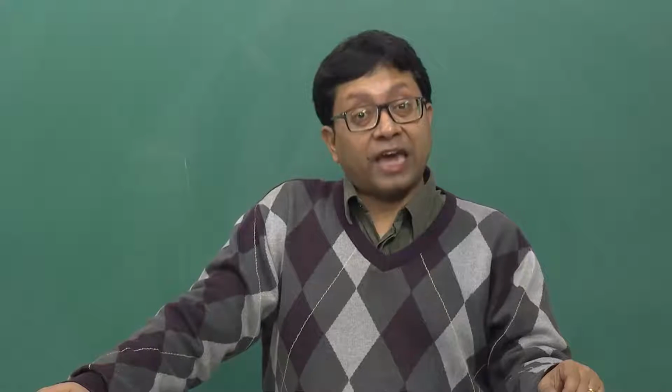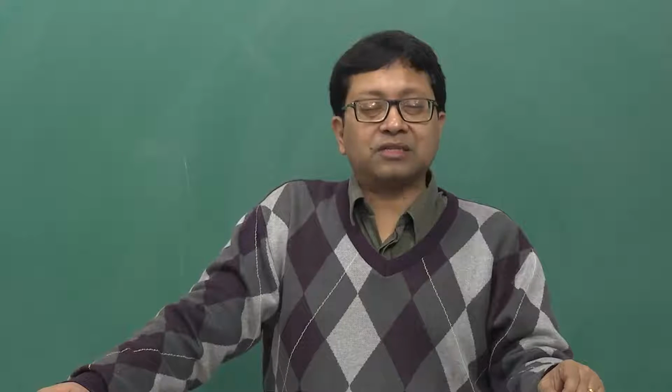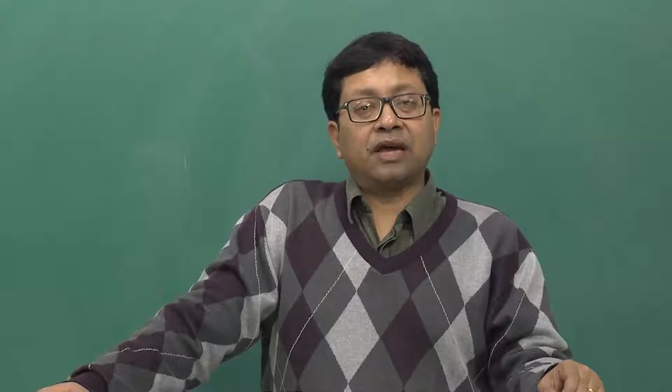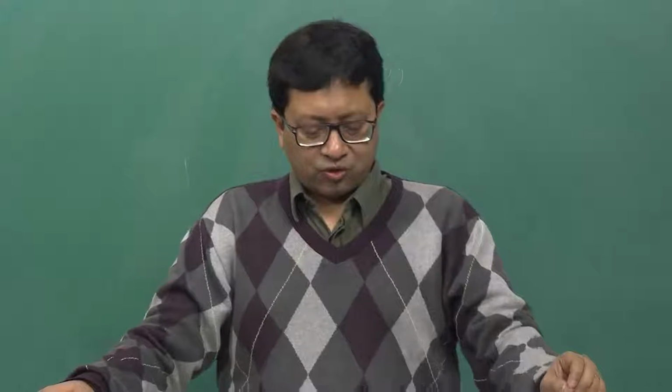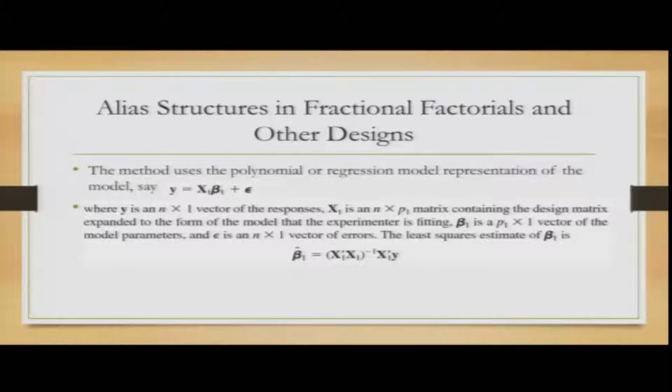Beta is of size k cross 1, because there are k number of betas, and the y value is n cross 1. So y is the n cross 1 vector of responses, which I am again repeating. X is an n cross p matrix. Here I am considering p as the number of x's you have, which I had been calling k, continuing with the design matrix expanded to this form. Beta is of size p cross 1, which I mentioned as k cross 1, the vector of model parameters, and epsilon is the errors, which is also n cross 1.